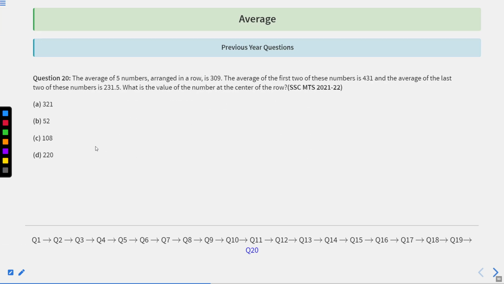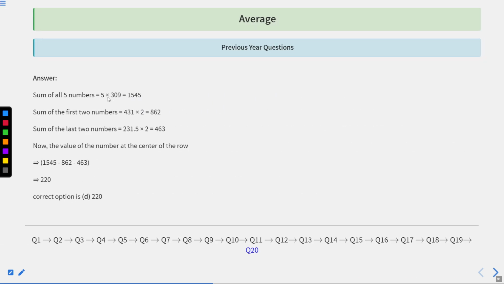Moving on to the last problem, and that is problem number 20. The average of 5 numbers arranged in a row is 309. So we have 5 numbers and their average is 309. The average of the first 2 of these numbers is 431 and the average of the last 2 of these numbers is 231.5. So what is the value of the number at the center of the row?